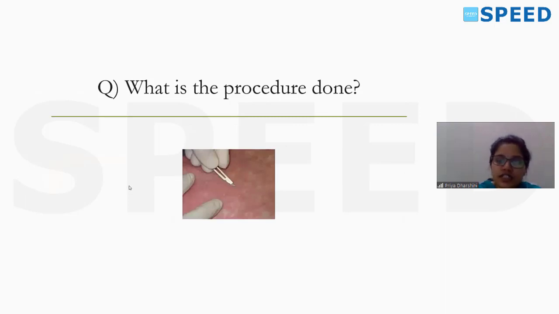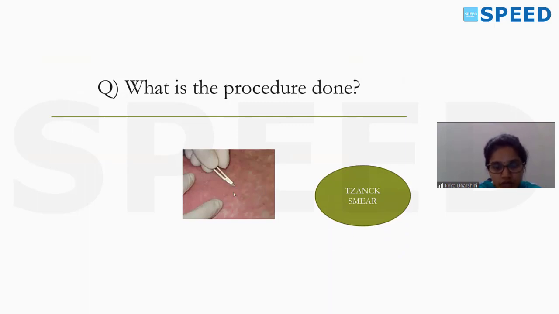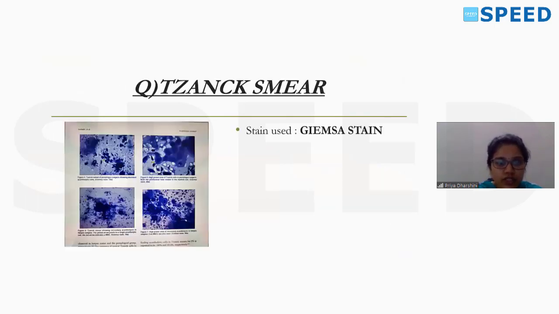So the next question, what is the procedure being done in this picture? This picture shows a bedside test being done. This is a typical picture of doing a Tzanck smear. Tzanck smear is a bedside test used to demonstrate acantholytic cells in bullous disorders, mainly in pemphigus vulgaris. So you have to know the procedure, how we do a Tzanck smear, what stain is used, and all the steps.